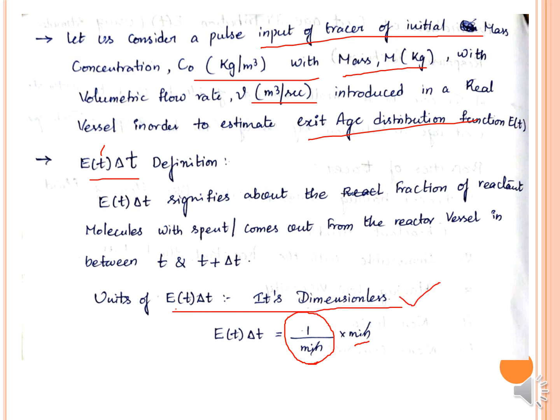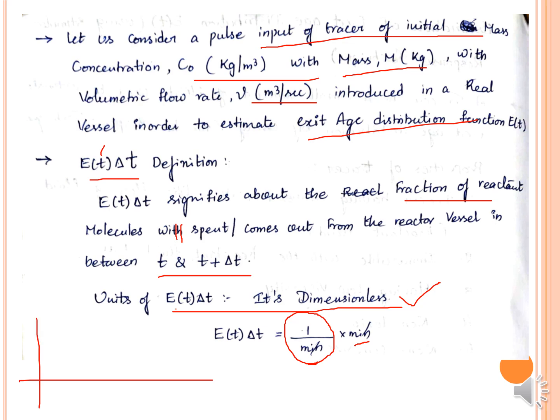E of t delta t signifies the fraction of reactant molecules that spend time in, or come out from, the reactor vessel between t and t plus delta t. Let us try to see it like this.